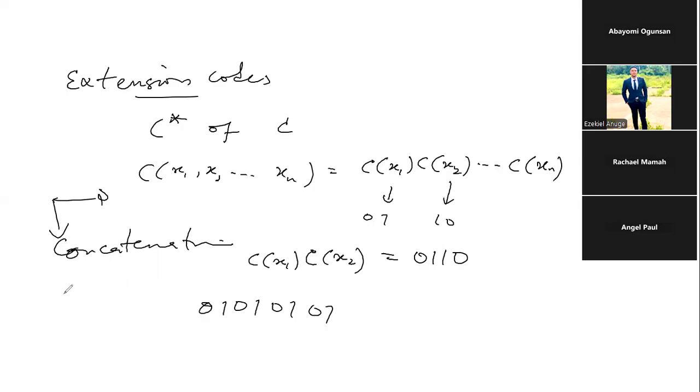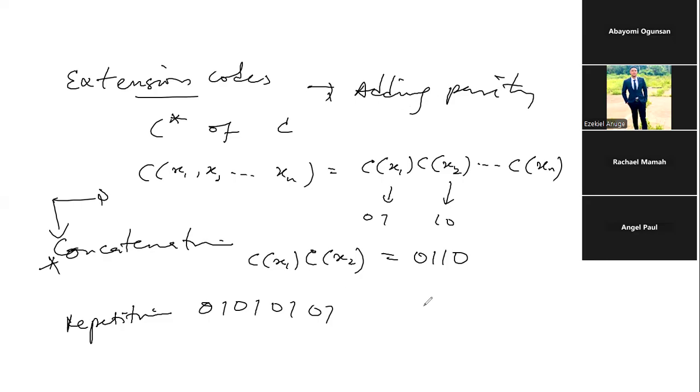Now, we can also achieve extension codes by adding parity. There we are literally adding more bits to the original bits. So we have talked about concatenation, repetition, and adding parity. Then we can also do that by increasing the symbol size. It involves increasing the number of bits per symbol in the original code. Let's say you want to convert a binary code to a ternary or a quaternary code. So you are literally extending the code.